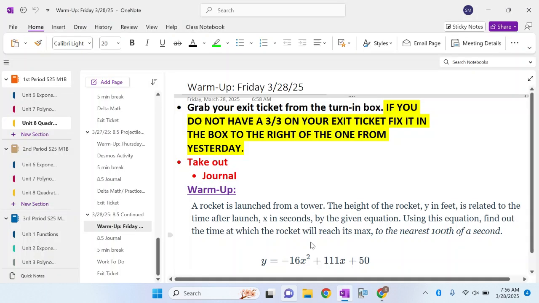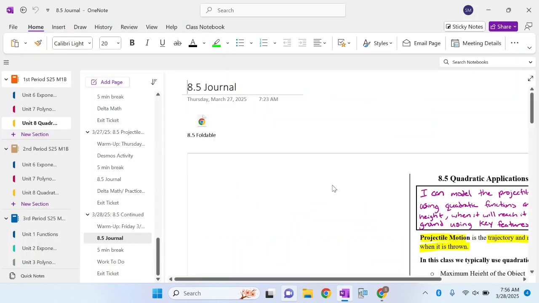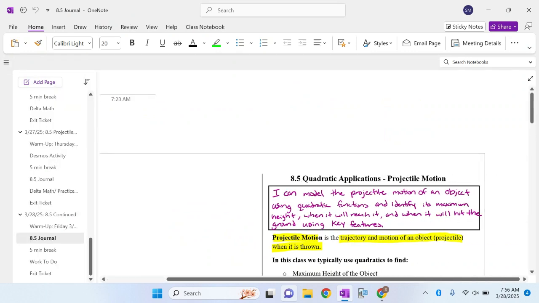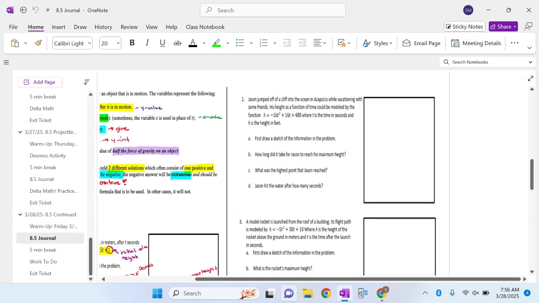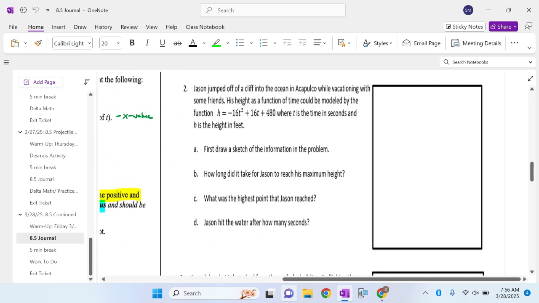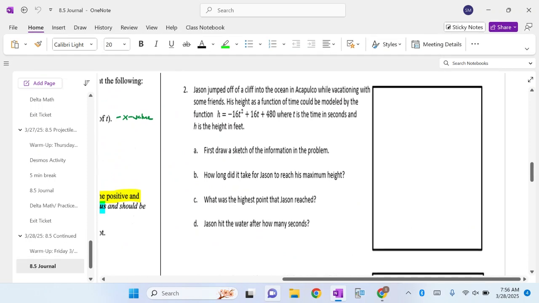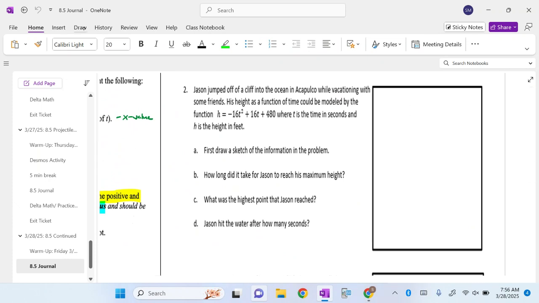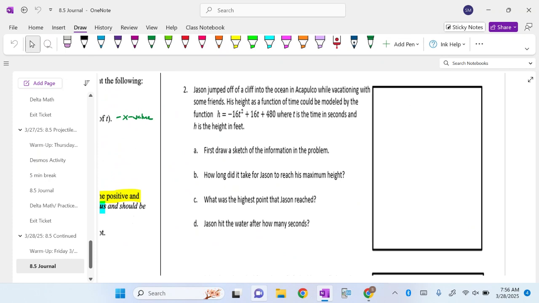Example 2 of your journal from yesterday. So, example 2. Jason jumped off a cliff into the ocean in an acapella while vacationing with some friends. His height as a function of time can be modeled by the function h equals negative 16t squared plus 16t plus 480, where t is the time in seconds and h is the height in feet.